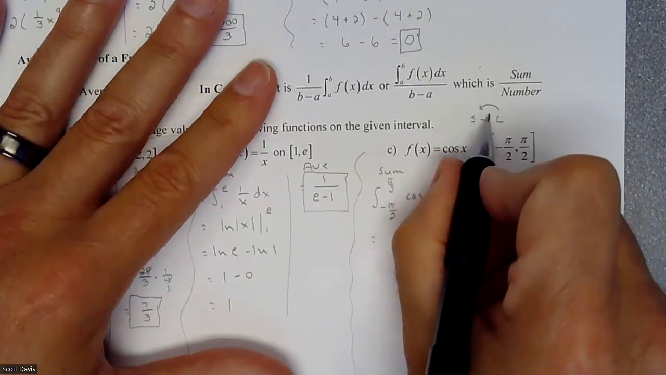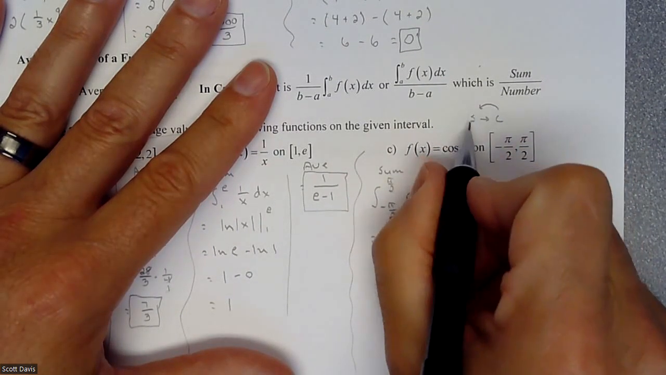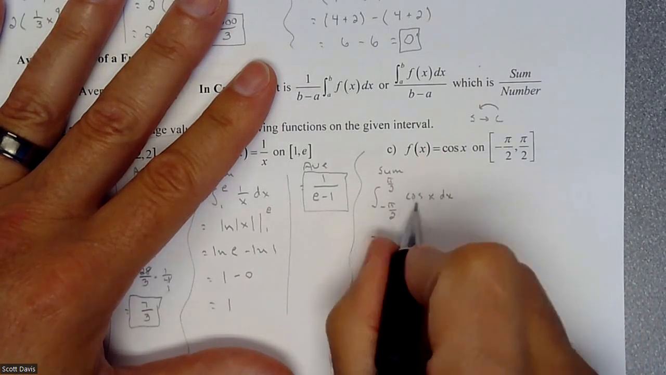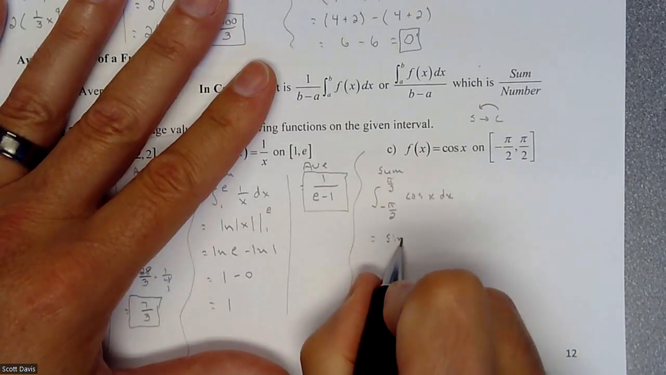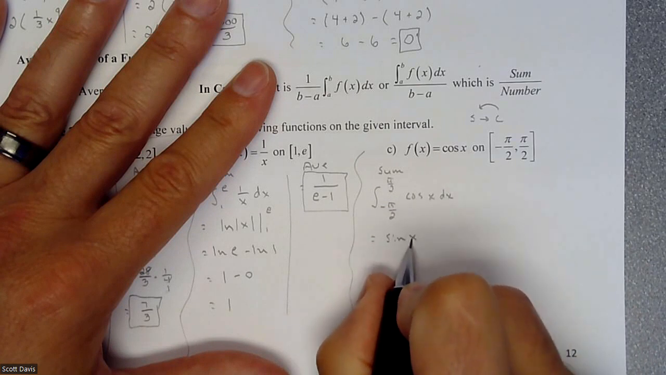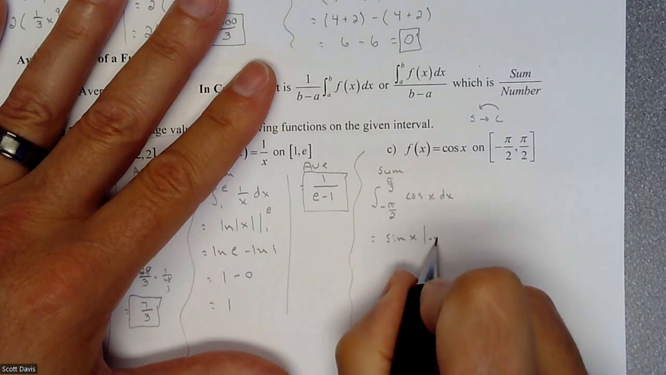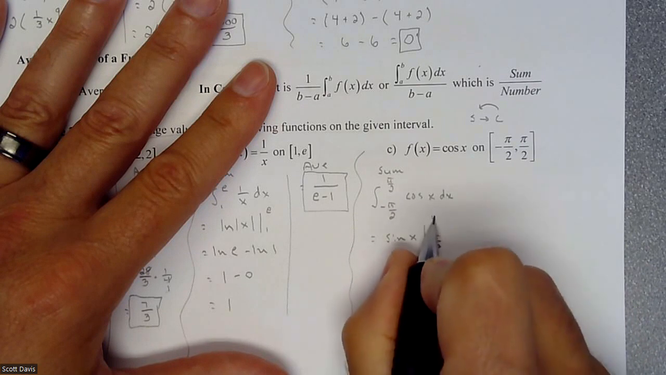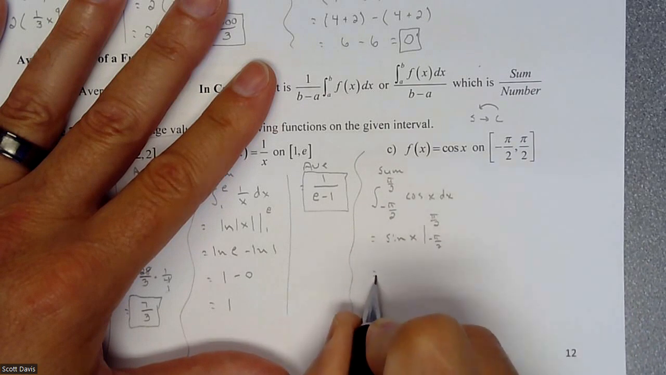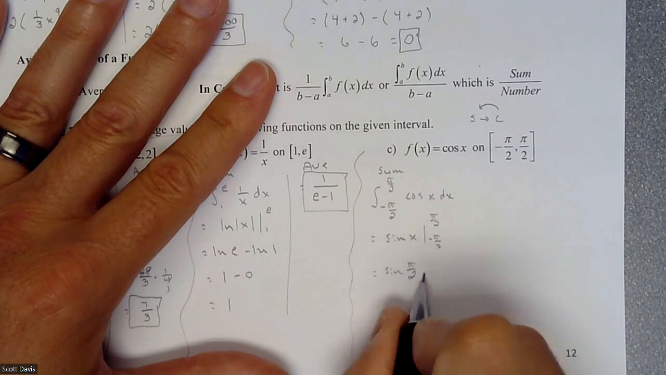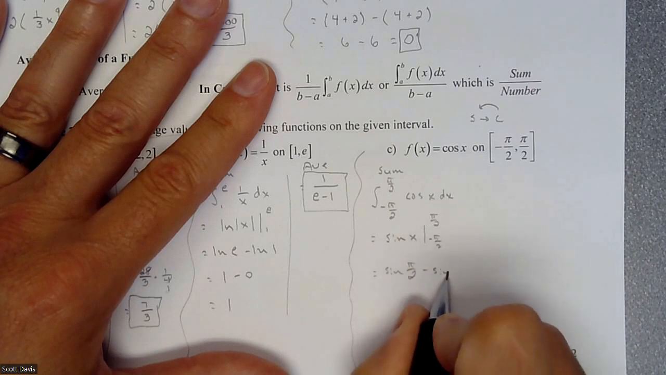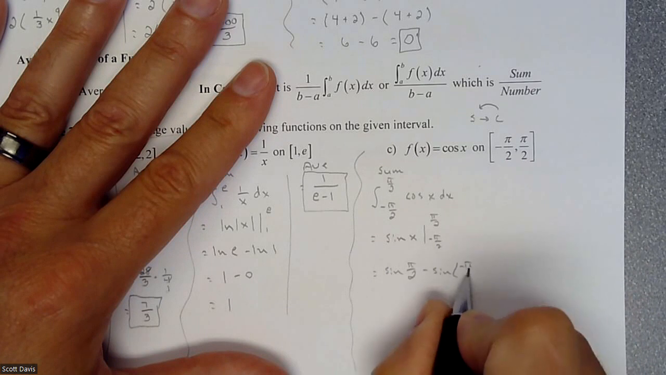So I know sine goes to cosine, and I'm taking cosine and doing the antiderivative. So if I do the derivative of sine, I get cosine. If I do the antiderivative, I'm going to get back to sine. So the antiderivative of cosine is sine, and then I'm going to go sine of x from negative pi over 2 to pi over 2. So I have sine of pi over 2 minus sine of negative pi over 2.